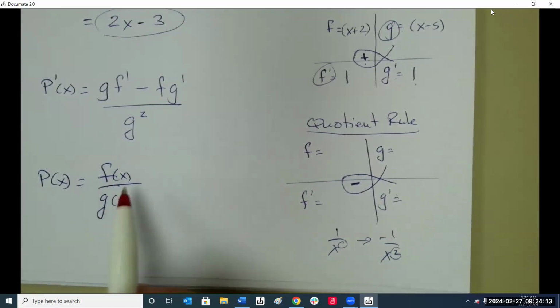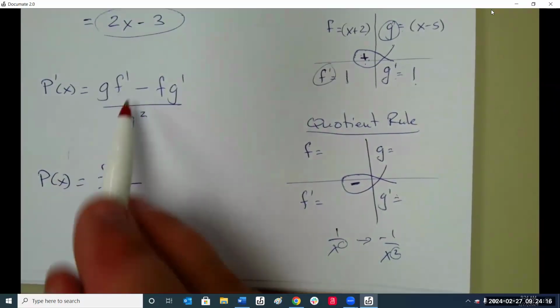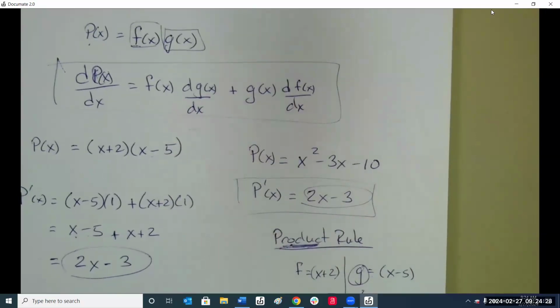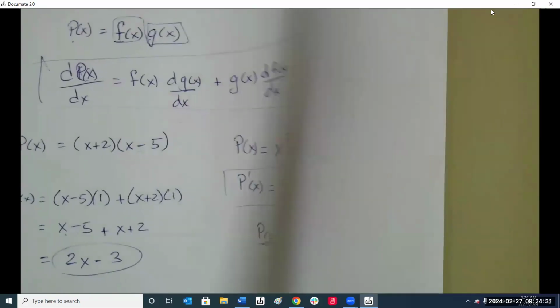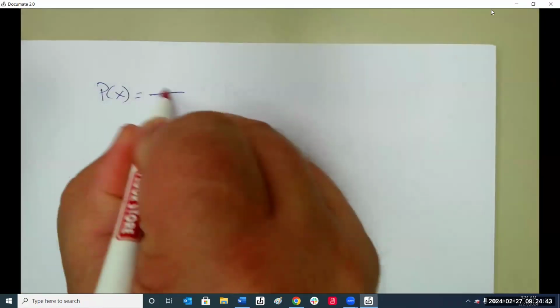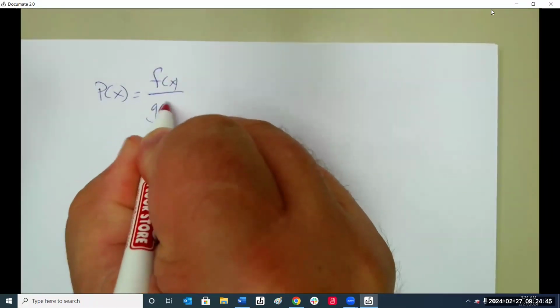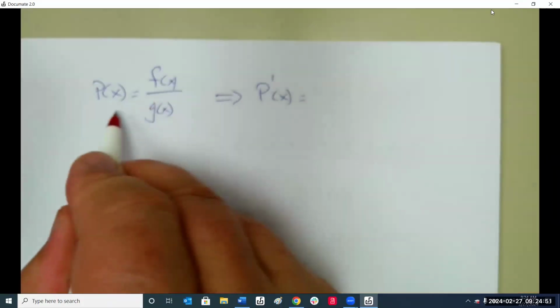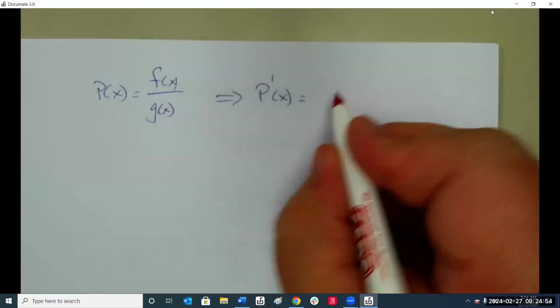So this is how your original function will look. The derivative will look like this. I guarantee this, memorizing this fishy thingy will be much easier than going through all this other stuff. But I'll show you what the quotient rule looks like if we did it the long way. So our function is a polynomial, f of x over g of x.